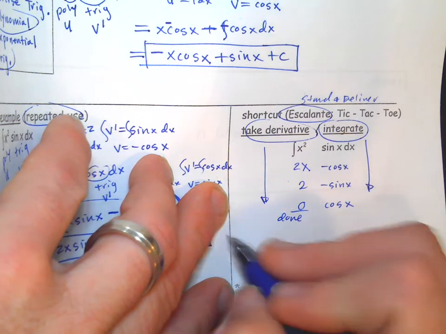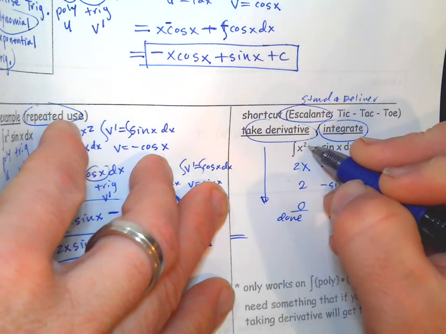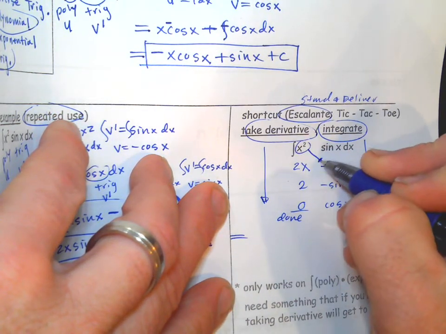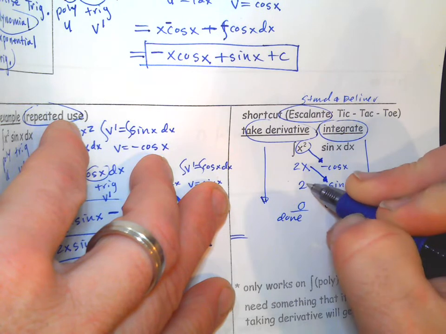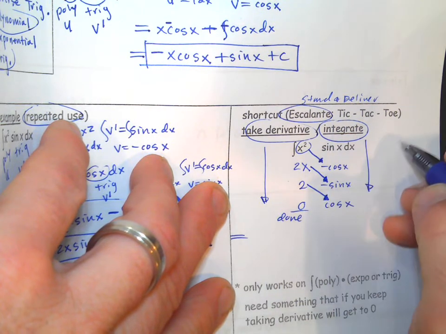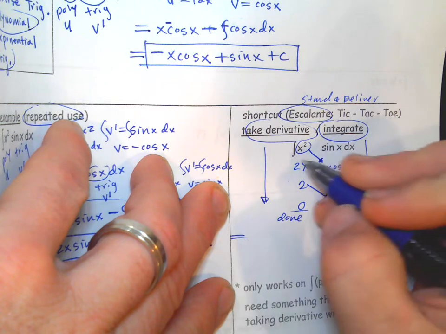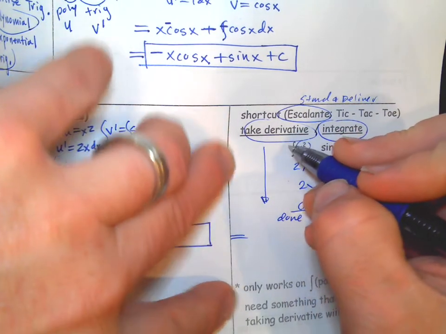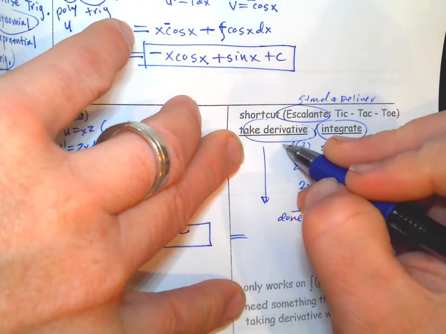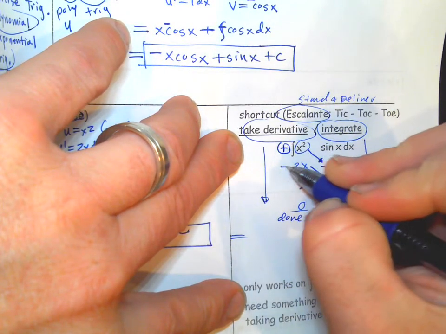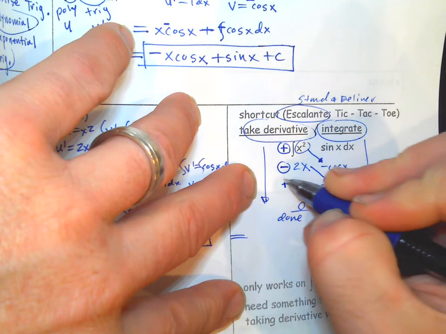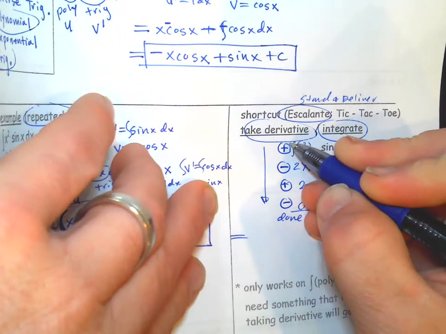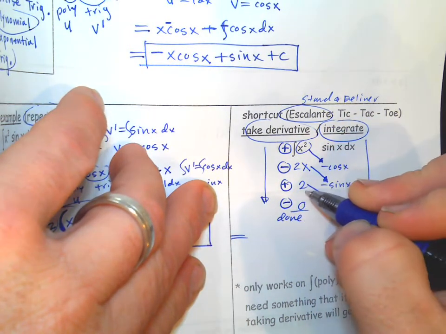Now the answer ends up being this guy times this guy, this guy times this guy, this guy times this guy. And once you get to 0, you're done. So you're going to multiply these down at a diagonal, tic-tac-toe. But there's also another extra thing you have to worry about. The first one's positive, the next one's negative, the next one's positive, the next one would be negative. Alternate, starting with positive, negative, positive. It has to be applied to it.